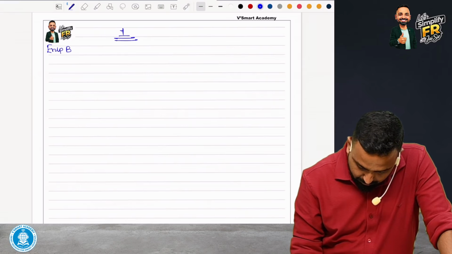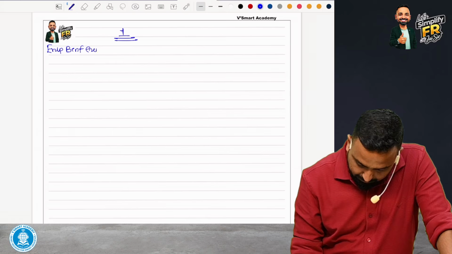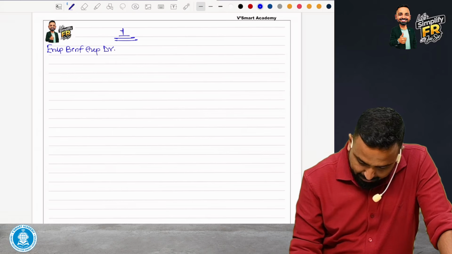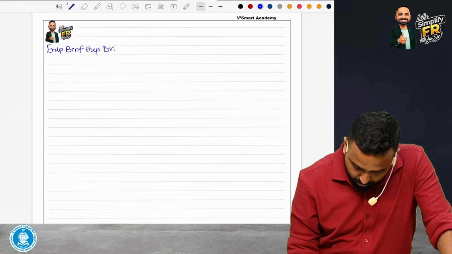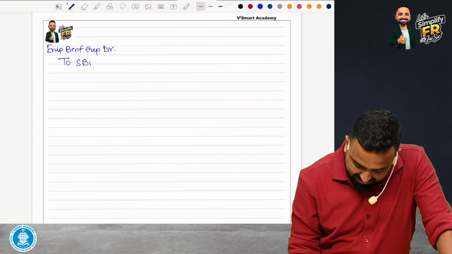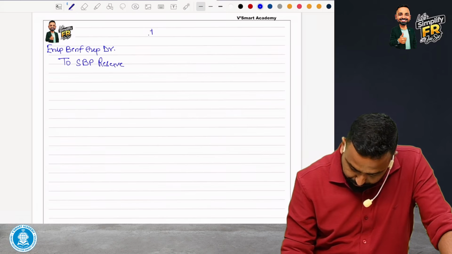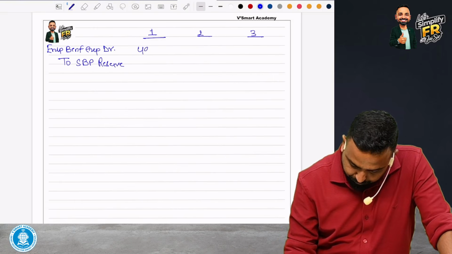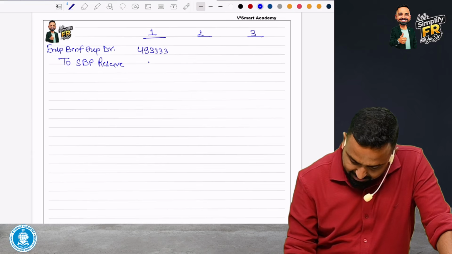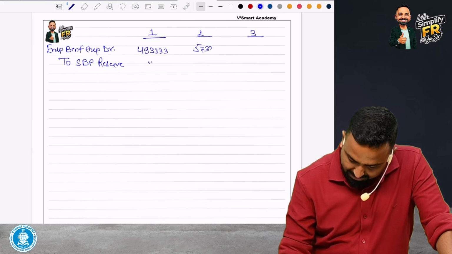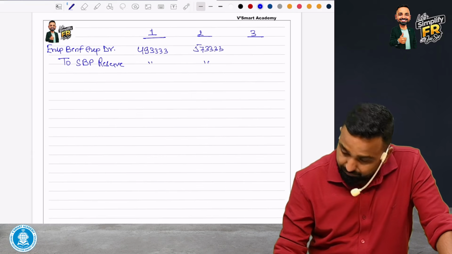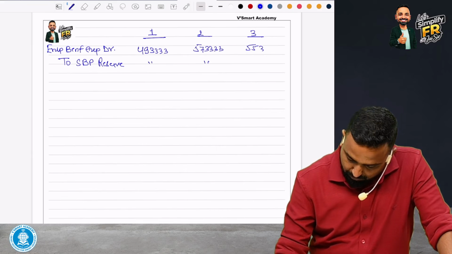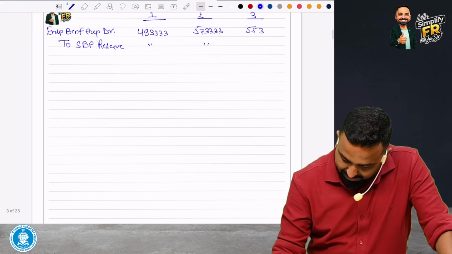Employee benefit expense debit, SBP reserve. First year amount, second year amount, third year amount. Tell me. 493,333, 573,333, 553,334.